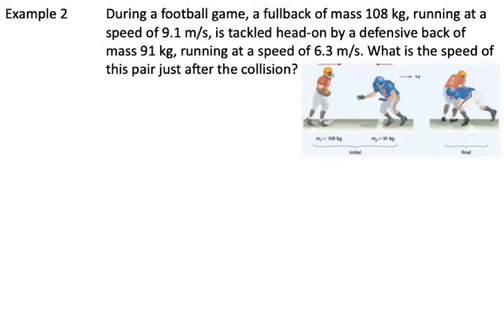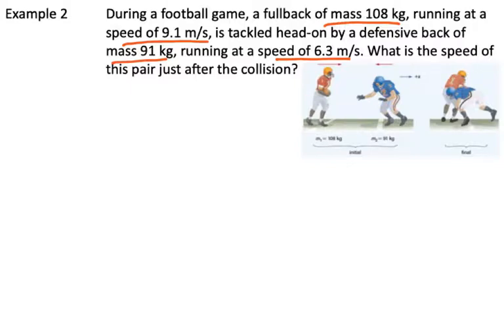So in this example, instead of having one set of objects that is together, we actually have two objects that are apart and they come together in a collision. So football game, we have a fullback, mass 108 kg, running at 9.1 meters per second, is tackled head-on by a defensive back whose mass is 91 kg, running at 6.3 meters per second. What's the speed of the pair just after collision?